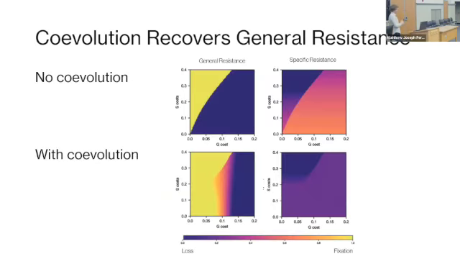And when we do this, we find overall that you see a much broader range of parameters where we can maintain general resistance. So our simulations where we have both of the endemic pathogen genotypes are shown in these bottom two plots. And you can see that the range of parameters where general resistance is maintained is much broader. Most notably, it does not depend nearly as much on the costs of specific resistance. We're maintaining general resistance even when specific resistance basically has no costs.